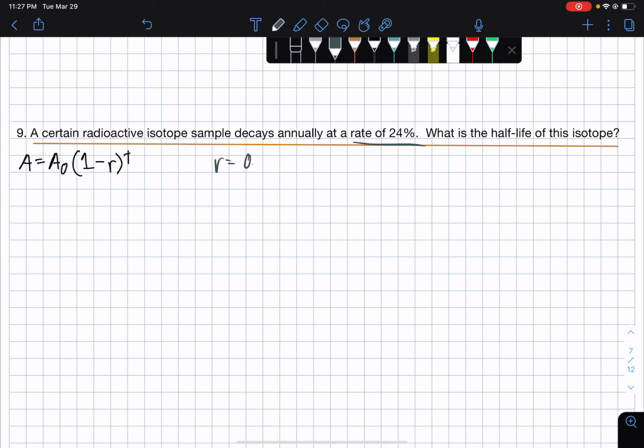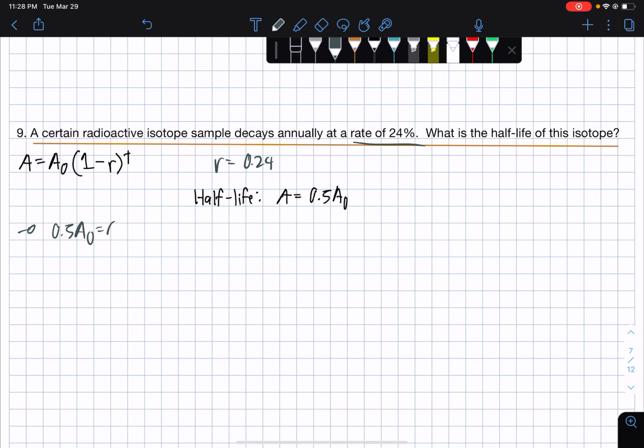So R is equal to 0.24. The half-life is missing. Therefore, for the half-life, A is equal to 0.5 A0. Let's take note of that. Substitute the values now.